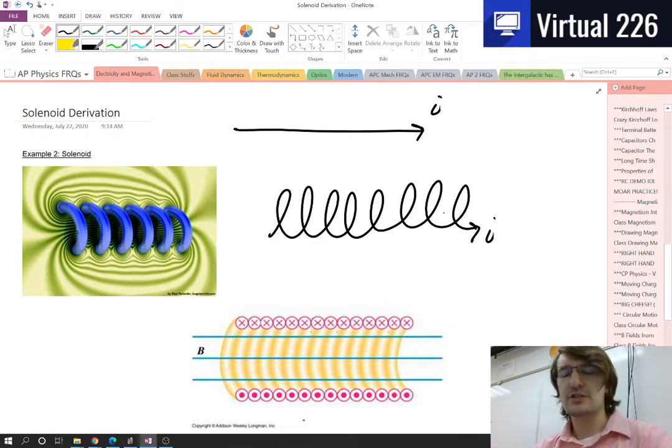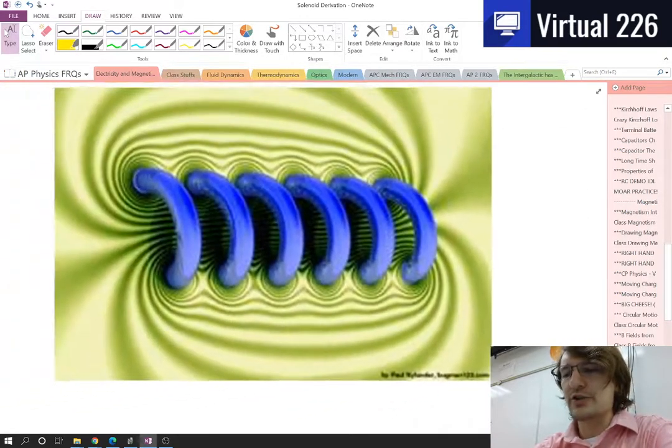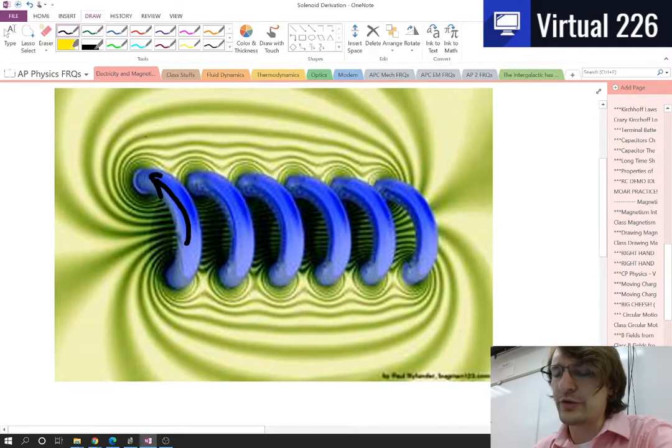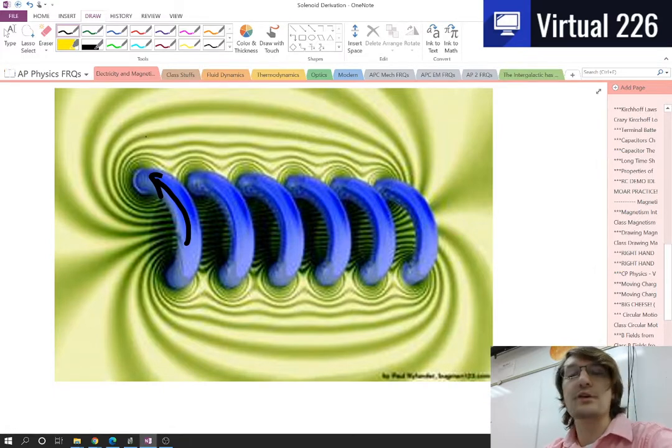For right now, let's just talk about one of the features that we see of a solenoid when we pass a current through it. If we look at this little picture here, what we're going to see is that as current is running through the solenoid, if we stick our thumb in the direction of that current and wrap our fingers, they will point in the direction of the B field, just like before.